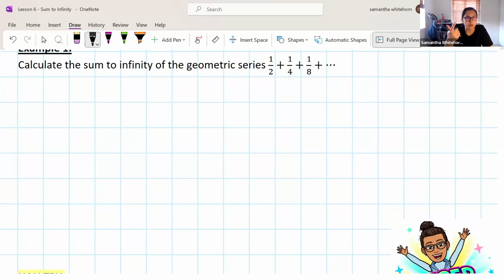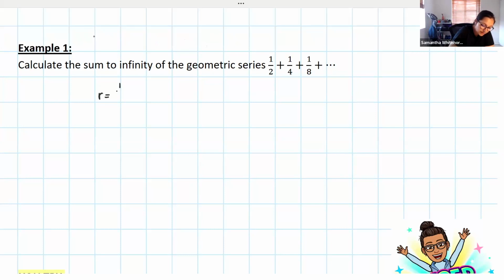Go and work out your constant first difference if it's arithmetic. Go and work out the second differences if it's quadratic. Once you have that information, answering questions becomes a lot easier. So for the purposes of this, we are just going to work out r to start off with. So r would be term 2, which is a quarter, divided by term 1, which is a half. And so r in this case is a half.